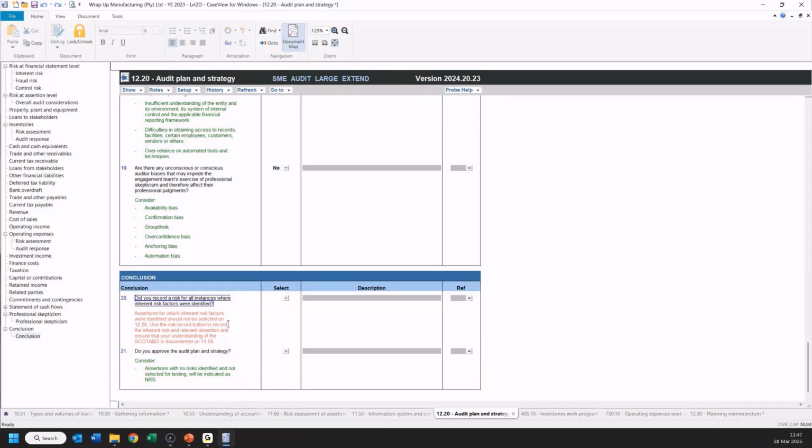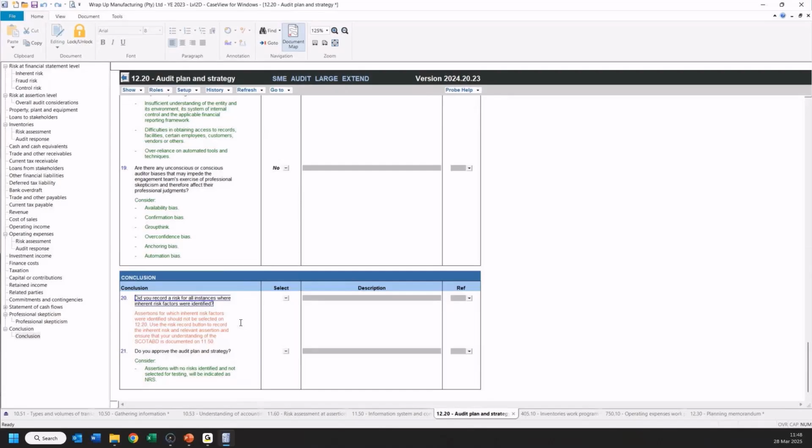When you record a risk, let me start again. When you identify an inherent risk factor, you should not just tick or select the assertion in 1220 here. I'm going to show you where just now. You have to go and record that as a risk in 1160, because what happens then? Then the section is activated in 1150, the information system and communication, where it prompts you to document your system description. Because when you have a risk, you should document your system description.